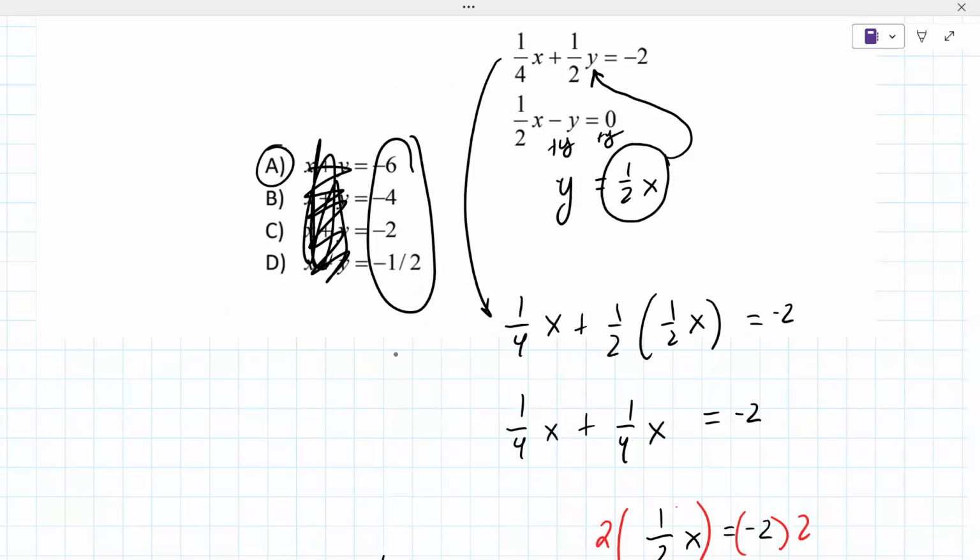The next one. This is the next one. Got it?